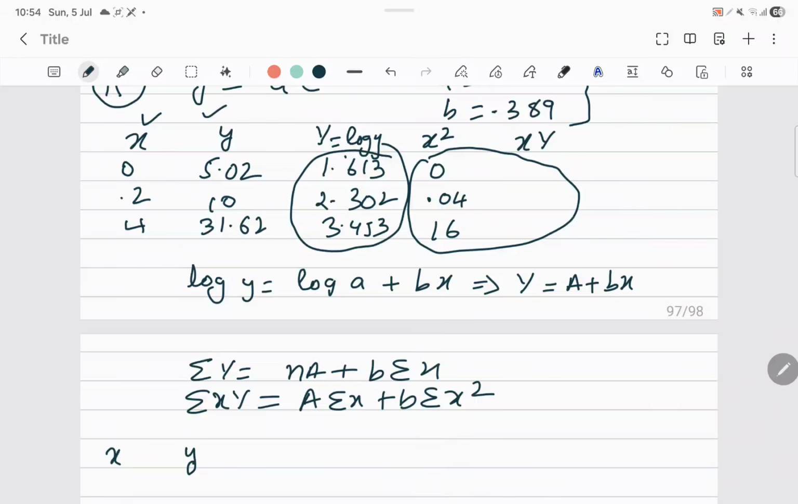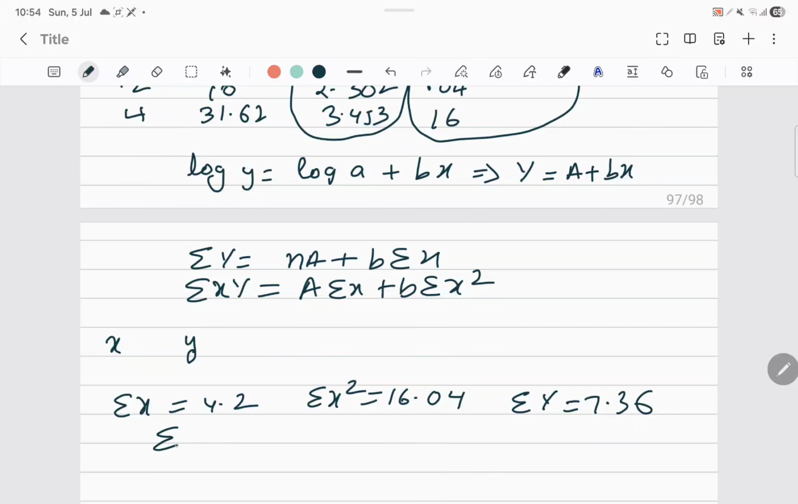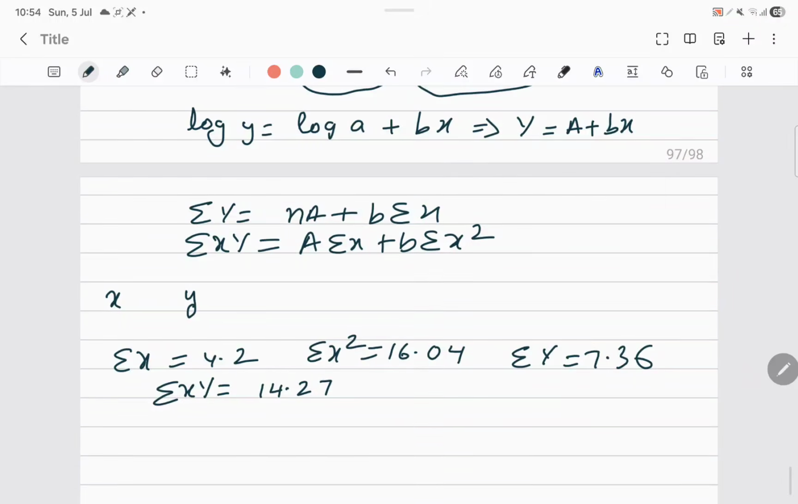Now here summation x is 4.2. So I'll write the summation values. Summation x is equal to 4.2. Summation x square is equal to 16.04. Okay. And then summation y is equal to 7.36. And summation xy is equal to 14.27. Now substitute these values over here.